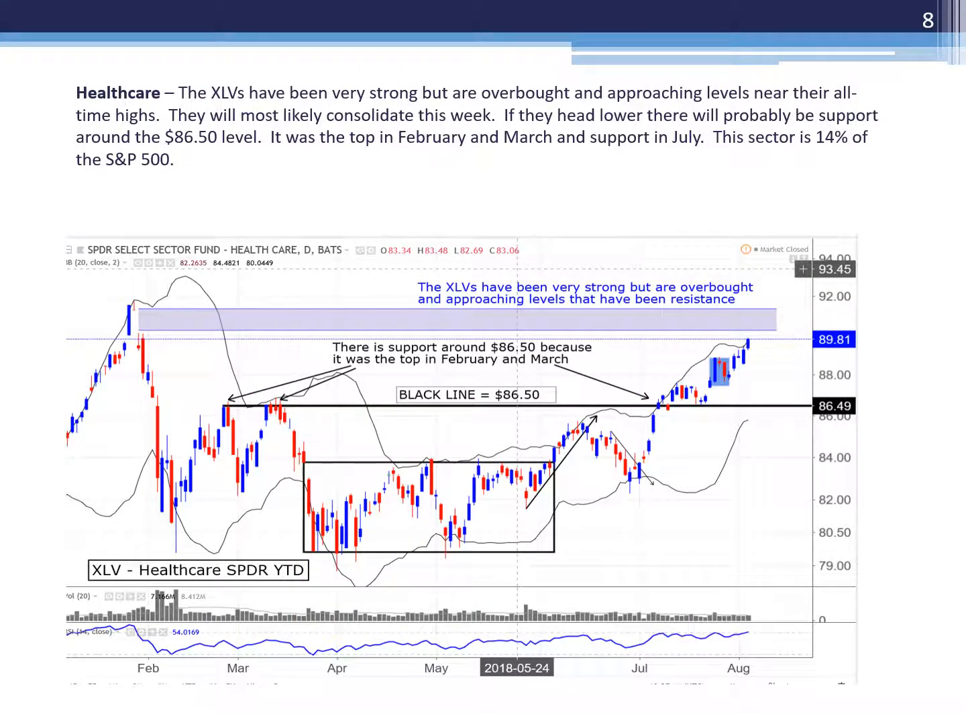This is the healthcare sector. Caught me a little off guard last week because this is a little reversal pattern. I kind of expected this, but I don't trade it, so I don't really care. It's not like I lost any money. But these things have been exceptionally strong, and you can see they're overbought. There's going to be resistance in this zone because this is where the all-time highs were back here in January. If it heads lower, I'd look for support around this level, because that was the bottom there, because it was the top back here. And it will probably be support again if these things trade lower.